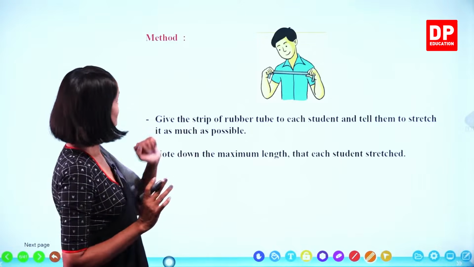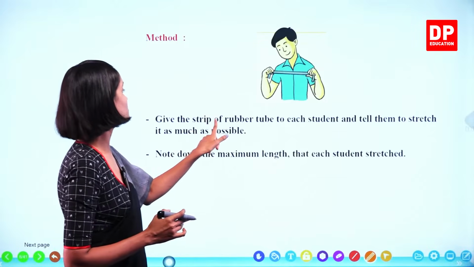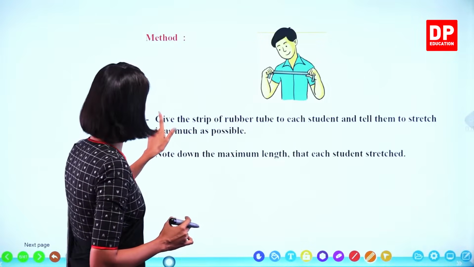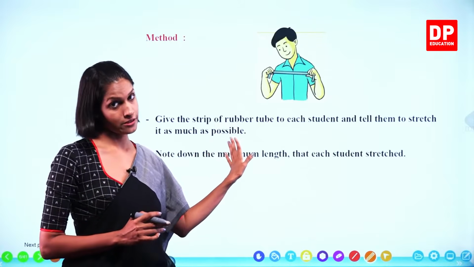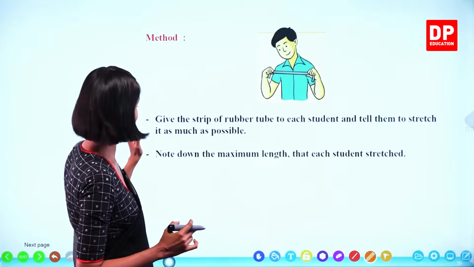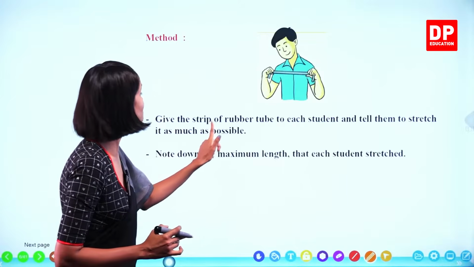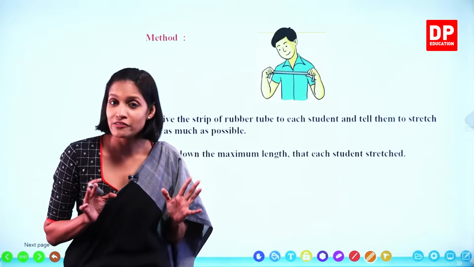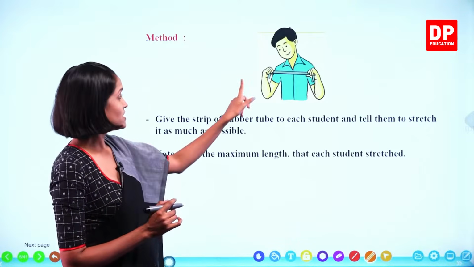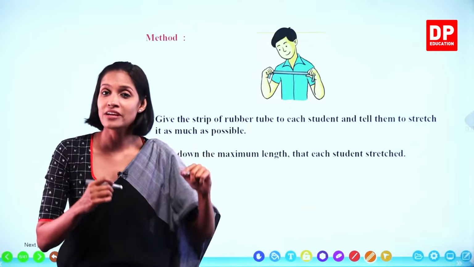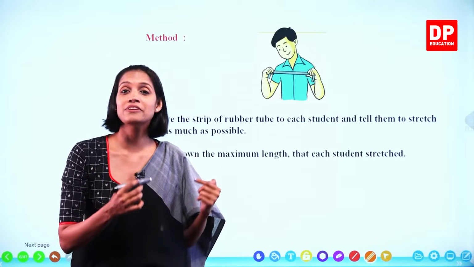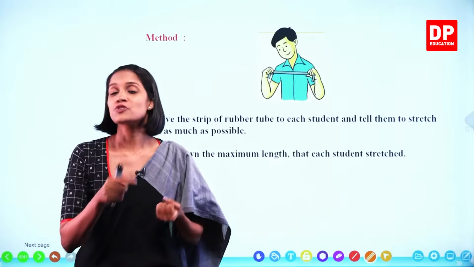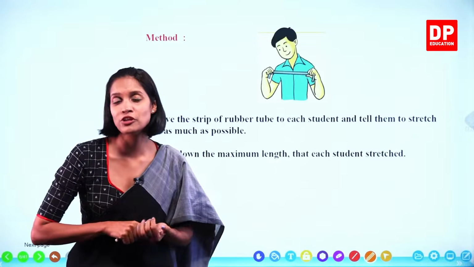okay? Let's see. Give the strip of rubber tube to each student and tell them to stretch it as much as possible. Very interesting activity, right? Note down the maximum length that each student stretched. Right, so what do we have to do now, children? We have this piece of bicycle tube. We have to give it to each student and we have to ask them to stretch it as much as possible. So you are going to realize a nice thing when you do this activity.